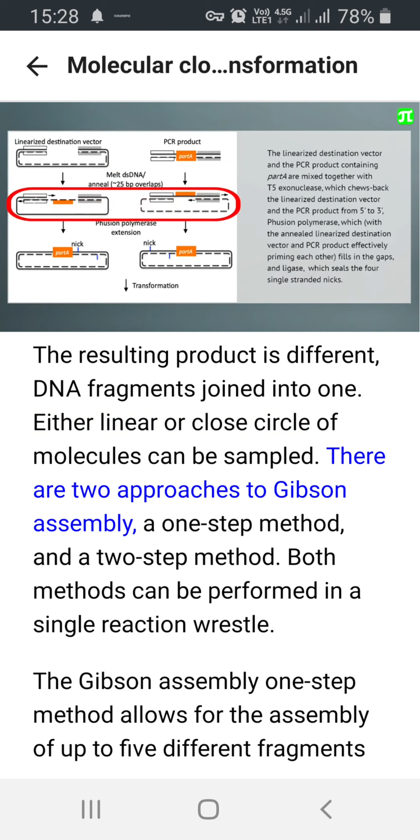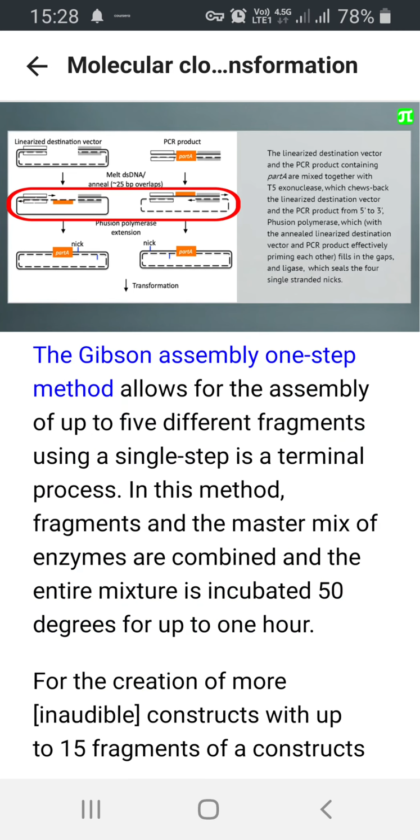There are 2 approaches to Gibson assembly: a one-step method and a 2-step method. Both methods can be performed in a single reaction vessel. The Gibson assembly one-step method allows for the assembly of up to 5 different fragments using a single-step isothermal process. In this method, fragments and the master mix of enzymes are combined, and the entire mixture is incubated at 50 degrees Celsius for up to 1 hour.